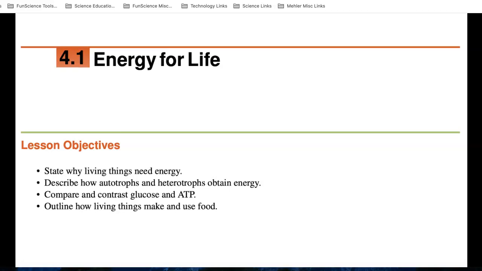We're going to be looking at the difference between an energy-rich molecule called glucose, which is a sugar from plants, and ATP, which is an energy-rich molecule that we all have. We can't make glucose though. And we're going to be outlining how living things make and use food.